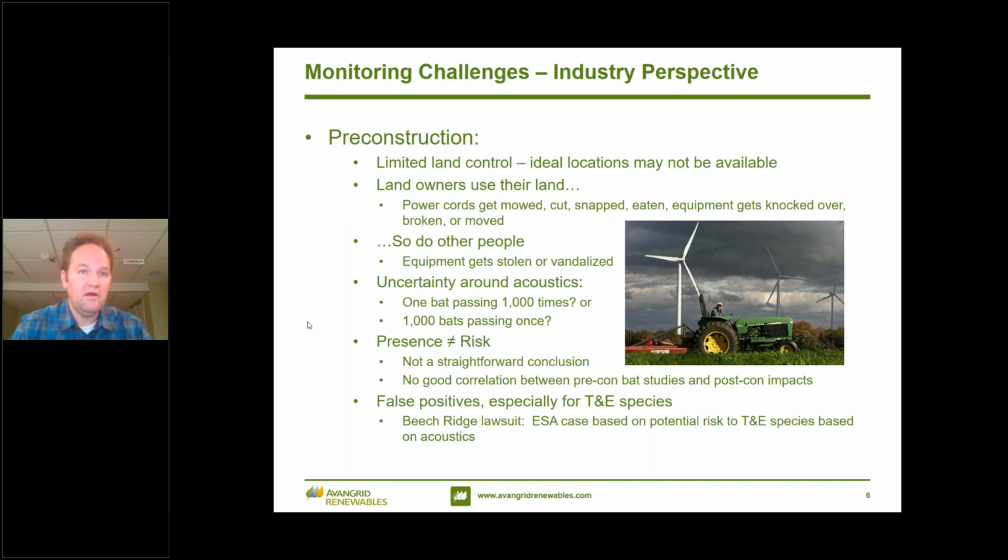And then there's the uncertainty around the current way we do acoustics, among the other things that Trevor mentioned. We still haven't solved if it's one bat flying past the detector 1,000 times or 1,000 bats echolocating just once.